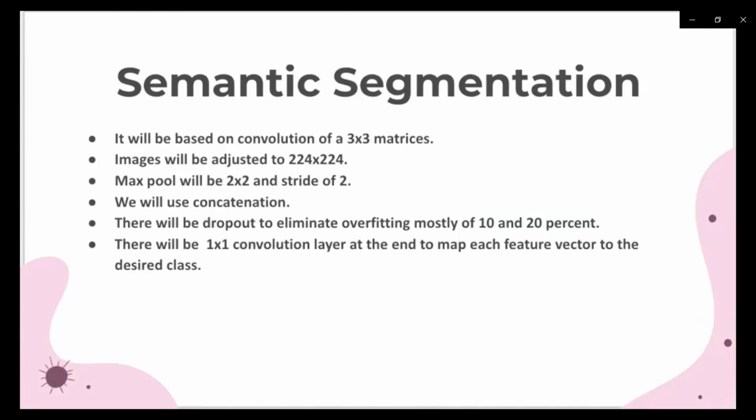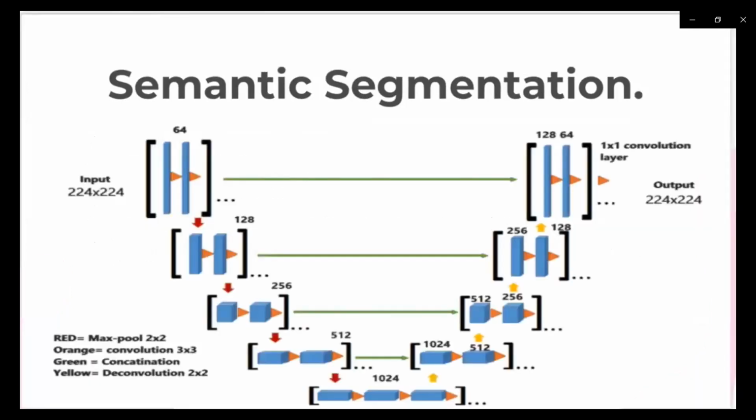We will use concatenation, which will play a huge part in not losing features and getting back to the original size of the X-ray. We will use dropouts to eliminate overfitting, mostly 10 and 20%. There will also be a one-by-one convolution layer at the end to map each feature vector to the desired class. Here is a diagram of our segmentation algorithm.